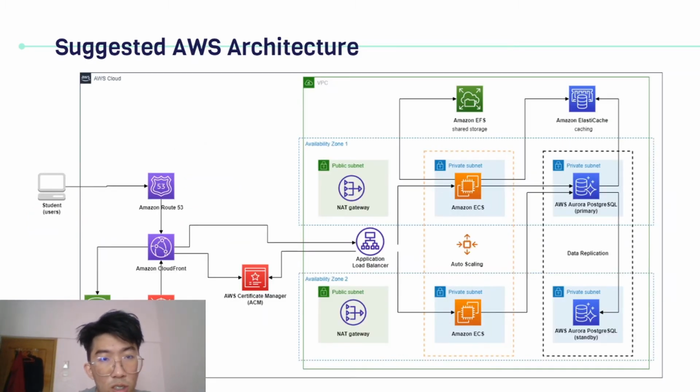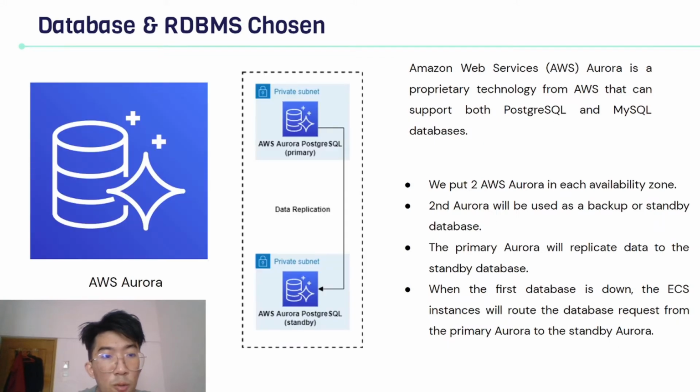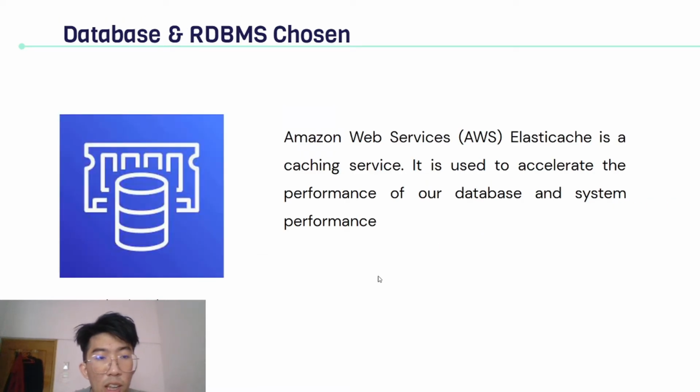This is our suggested AWS architecture. For AWS Aurora, we put two AWS Aurora instances in each availability zone. The second one is used for backup to prevent the primary Aurora from going down. The AWS ElastiCache is used to accelerate the performance of our database and system.